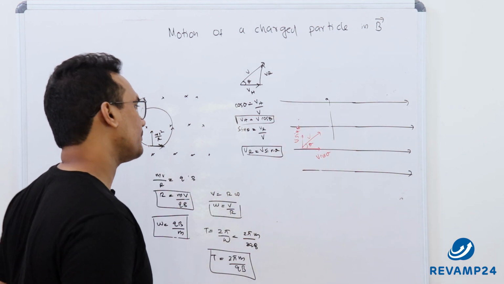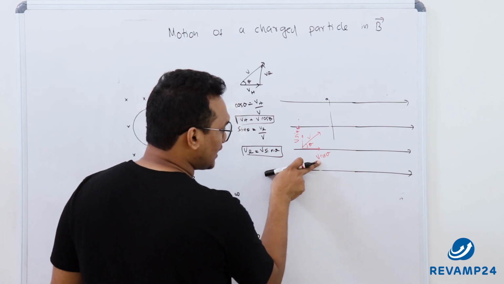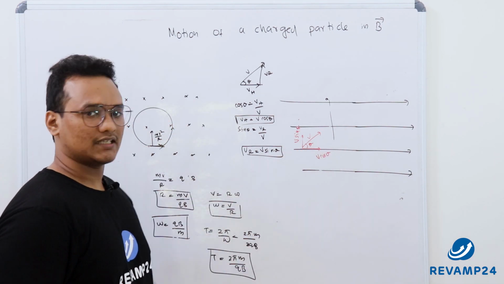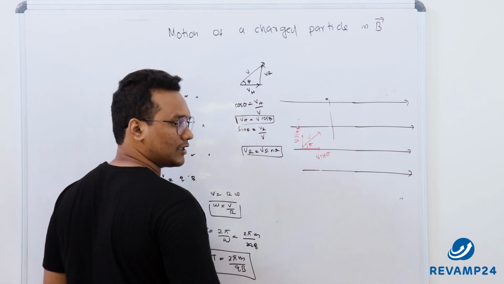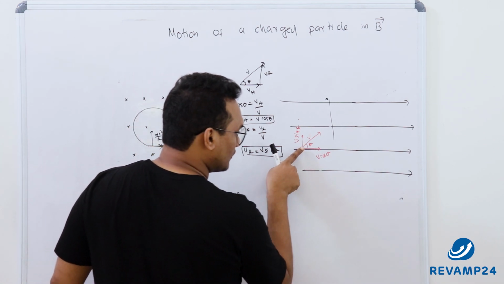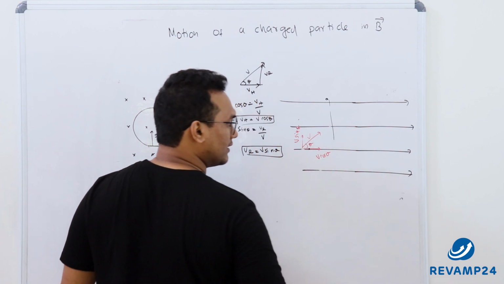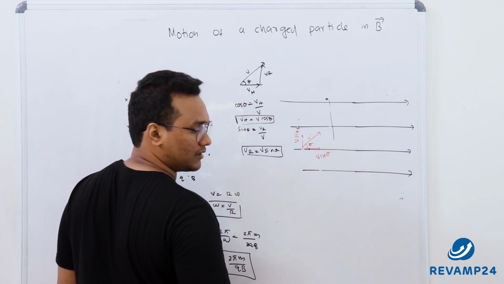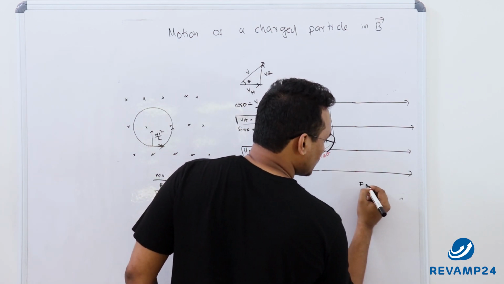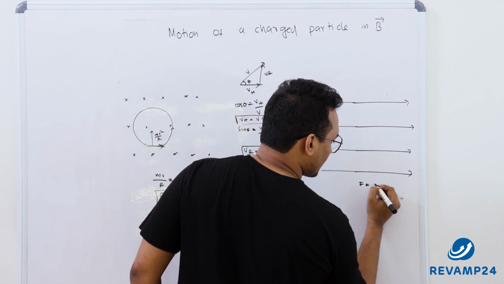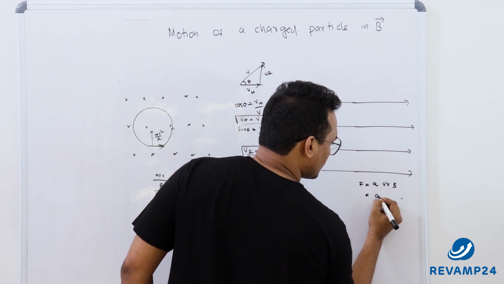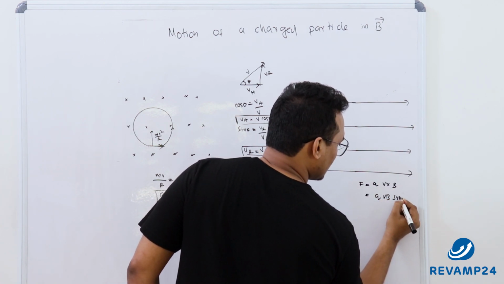Now see, the component V cos theta is parallel to the magnetic field. If a velocity vector is parallel to the magnetic field, V cos theta makes zero angle here. The velocity vector makes zero angle with the magnetic field. Now, what will be the force? Force, you know, is a cross product, Q V cross B, and the value is Q V B sin theta.